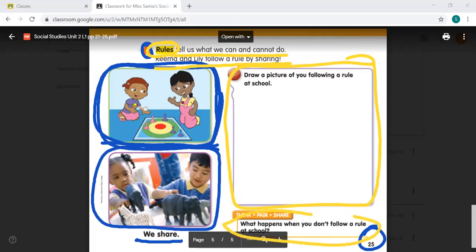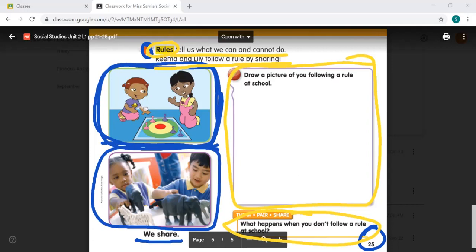And down here, I want you to think about this. It says, what happens when you don't follow a rule at school? So when you don't follow rules, there is something called a consequence. Can you say that? Consequence. So when you don't follow a rule, you might get in trouble, right? You might miss recess if you weren't playing nicely. If you were talking in class, there's a consequence. If you were not being kind to somebody, there's a consequence.